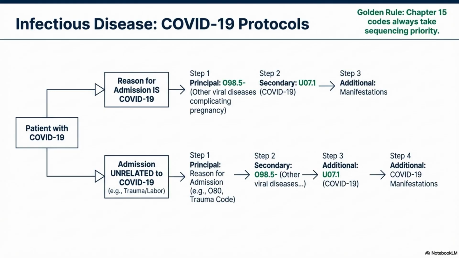If the patient has COVID-19 but is admitted for something else, like labor or trauma, then principal, the reason for admission. Secondary, O98.5. Additional, U07.1. Manifestation codes. And remember the golden rule: if the pregnancy is affected, Chapter 15 codes take sequencing priority.